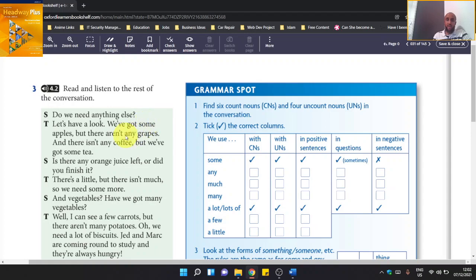Here we're using the negative: there aren't any. And here's the negative again. This is plural, and this is plural, and this is singular, but this is for uncountable. There isn't any coffee. And here's a question: is there any orange juice? So orange juice is uncountable, so we use is and any. There's a little. So remember, we use a little to talk about something that is uncountable.